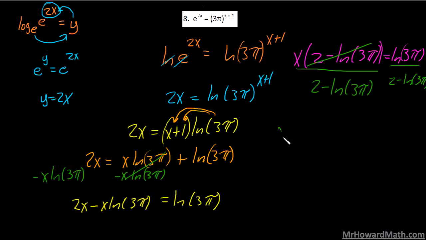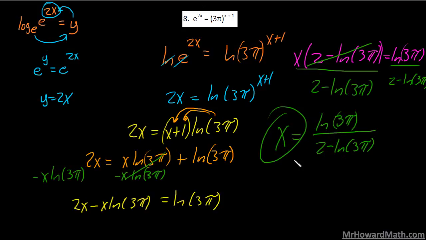So final answer is x is equal to ln 3 pi in the numerator, all divided by 2 minus ln of 3 pi. And that is some quantity, some decimal value. We don't have a calculator, so we're going to leave it like this. The main thing is we have isolated x.